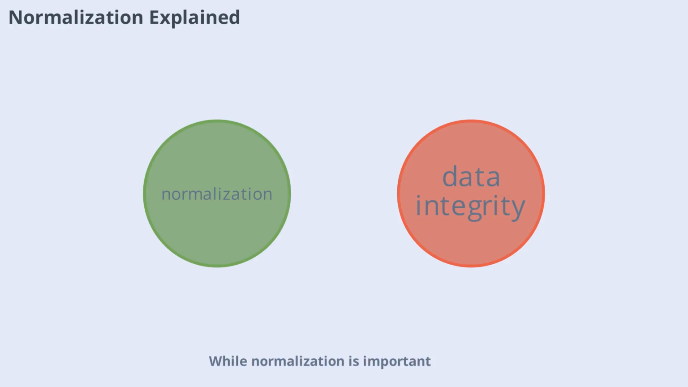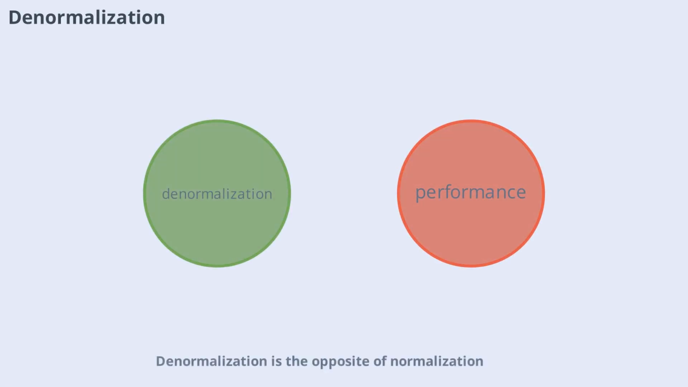While normalization is important, sometimes denormalization is used for performance reasons in certain scenarios. Denormalization is the opposite of normalization. It involves combining tables or duplicating data to improve read performance. While this can speed up data retrieval, it may introduce redundancy and potential inconsistencies. Denormalization is often used in data warehousing and analytics, where fast query performance is more important than strict data integrity.